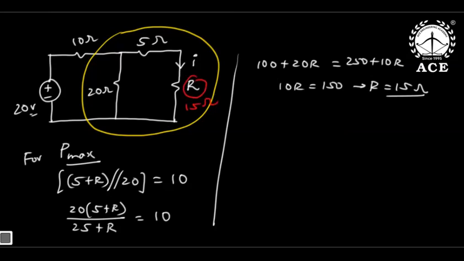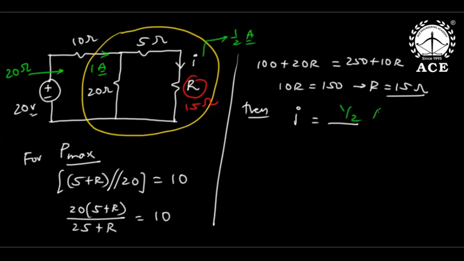Now when R is 15, what is I? For this Pmax, what is I? Now total resistance: 15 plus 5, 20, 20 parallel 10, 10 plus 10, 20. This is 20 ohms. 20 by 20 is clearly 1 ampere. 1 ampere will divide, and this is clearly half ampere.